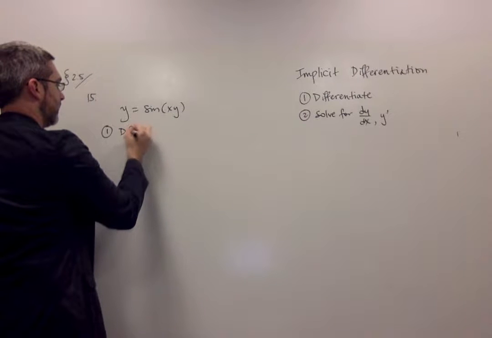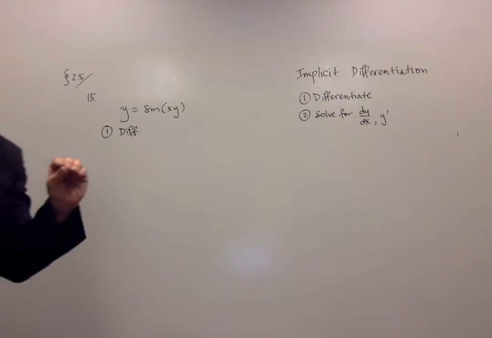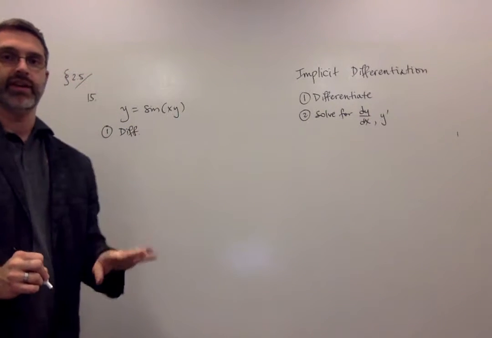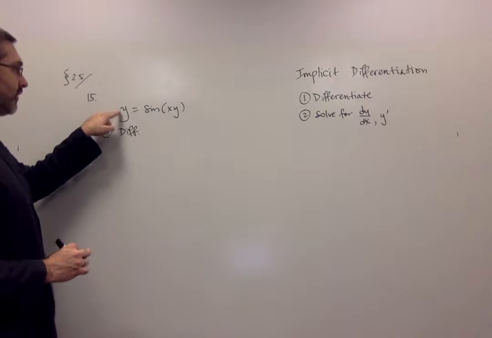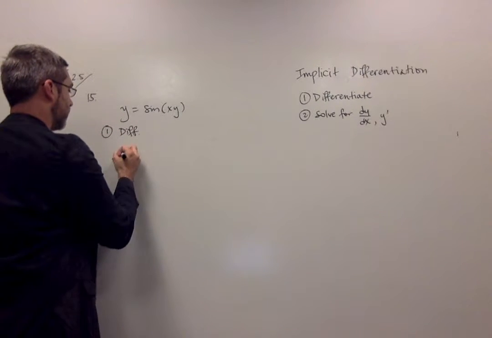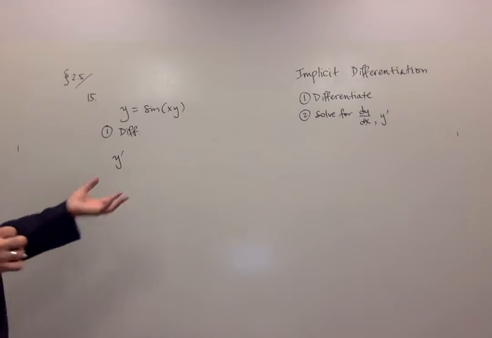is I differentiate, right? I just straight up differentiate. Now remember, y is a function of x. We're kind of thinking in the back of our mind that y is a function of x. So the derivative of y is not 1. The derivative of y is going to be y prime, or dy dx. Whatever that function is, it's going to be that function's derivative.